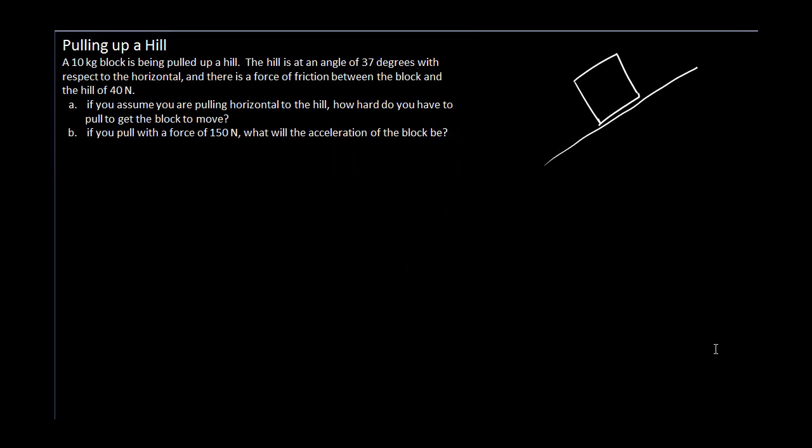Today we're going to solve a problem involving pulling a block up a hill with friction. Start by reading the problem statement. A 10 kilogram block is being pulled up a hill. The hill is at an angle of 37 degrees with respect to the horizontal. Let's draw that in.